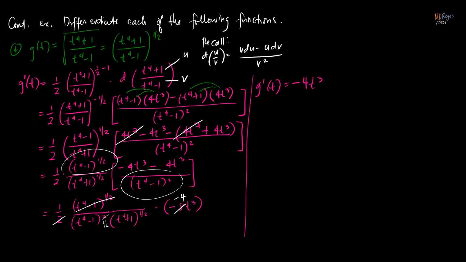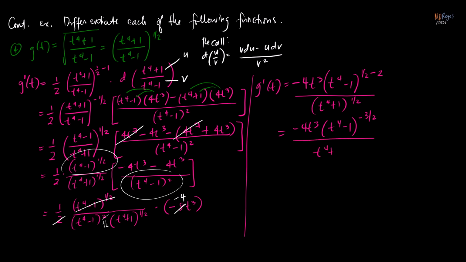So that's t to the fourth minus 1 raised to 1/2 minus 2, right? And then over the denominator, t to the fourth plus 1 raised to 1/2. Just rewriting your final answer: negative 4t cubed times t to the fourth minus 1 raised to negative 3/2, since 1/2 minus 2 is negative 3/2, over t to the fourth plus 1 raised to 1/2.